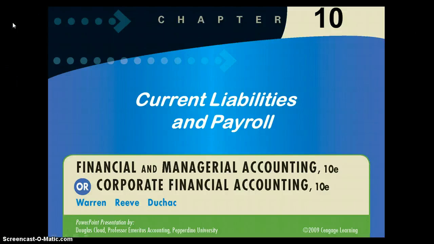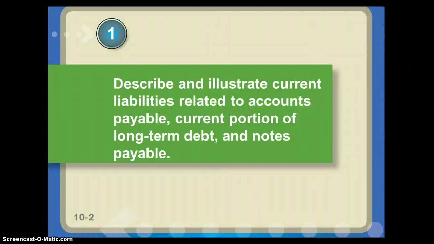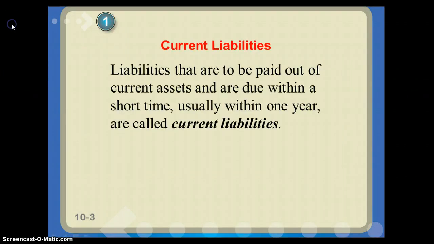Chapter 10 covers current liabilities and payroll. So liabilities that are current liabilities are ones that are due within a year. Remember that from our previous units. Our first goal is to describe and illustrate current liabilities related to accounts payable, current portion of long-term debt, and notes payable. Current liabilities are paid out of current assets, so from things like our cash, and are due within a short time, usually within 1 year.